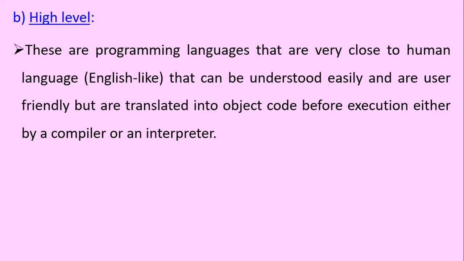When we speak about high-level programs or high-level programming languages, we are referring to those programming languages that are very close to human language. That is, they are written or coded in English-like statements that can be understood easily and are user-friendly, but they must be translated into object code before execution, either by a compiler or an interpreter.